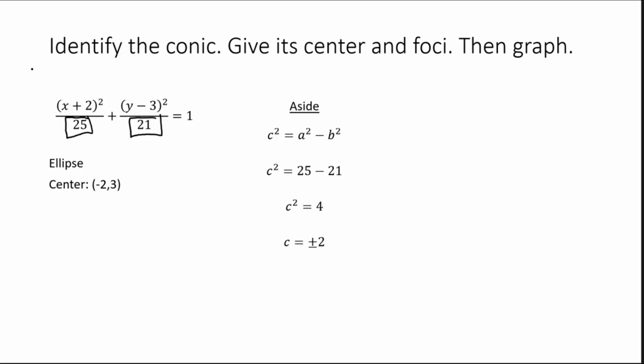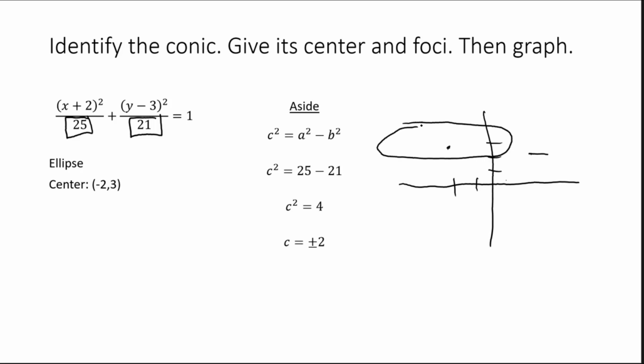Now with this ellipse, the major axis is horizontal because the x term has a larger number underneath, which means it's wider left and right. So it's going to be horizontal. At negative 2, 3, we'll try to make it more accurate, the center is here. We need to create an ellipse with that as the center. It's going to look something like this. Not the best picture, but you get the idea.